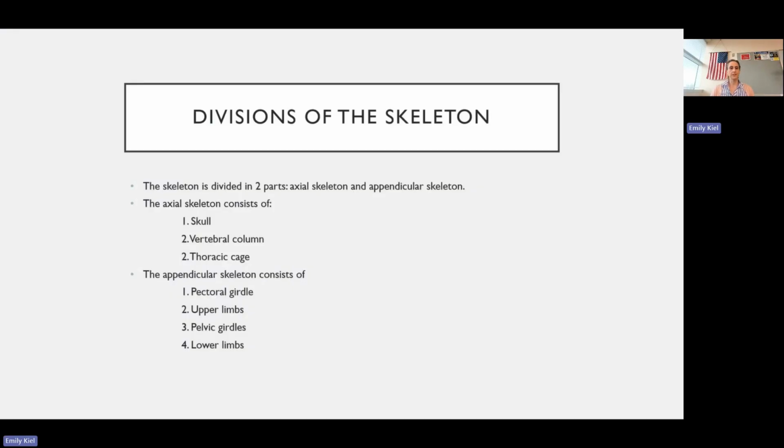But first, what are the divisions of the skeleton? You've got two parts. You've got your axial skeleton and your appendicular skeleton. So the axial skeleton is made of the skull, the vertebral column, and the thoracic cage. Think about it, those things that go along midline. And then your appendicular skeleton is your arms and legs and what attaches them to the axial skeleton. So your pectoral girdle, kind of in your shoulders and your clavicle, your upper limbs, your pelvic girdle, and then the lower limbs. Recognize the pelvic girdle is not part of the axial skeleton, even though it's on midline and kind of seems to be part of that central support. It is technically of the appendicular skeleton.